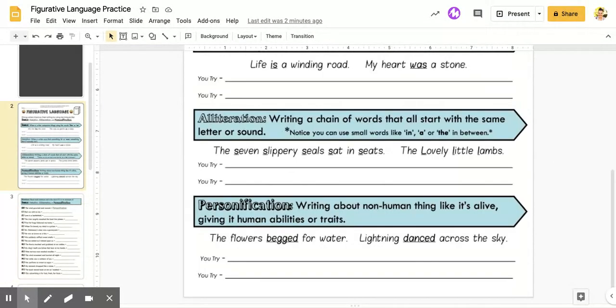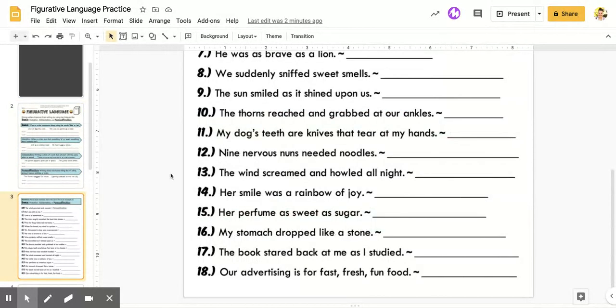And then we have personification. Personification is one of my favorites. It's when we write about non-human things like they're alive, giving it human abilities or traits. So the flowers begged for water. Ooh, lightning danced across the sky. That's a good one. I always like the clouds were crying tears of rain, right? We know the clouds aren't really crying. So you just give me 2 complete sentences over personification right there.